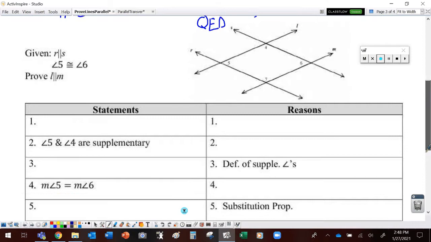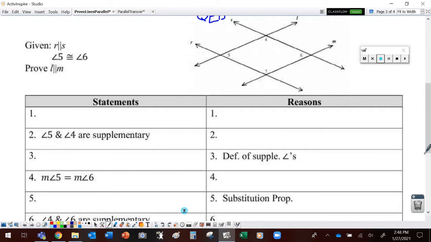Okay, so this one gets a little bit more complex. We're given the lines R and S are parallel. Okay, so that's these ones. So here's line R, and here's line S, and we have that those two are parallel. They give us that angle 5 is congruent to angle 6. And they want us to prove that lines L and M are going to be parallel. That's our objective, those two right there. Okay? And they give us some steps along the way.